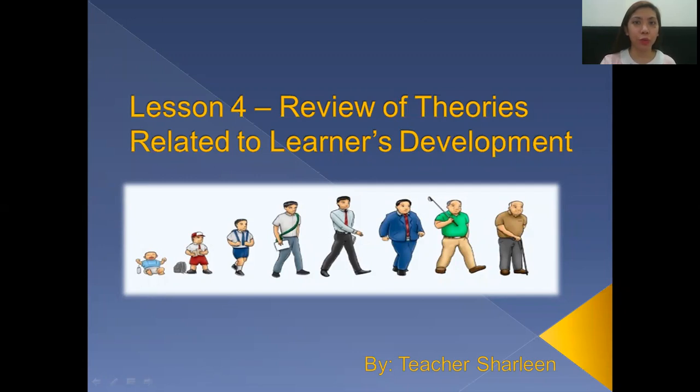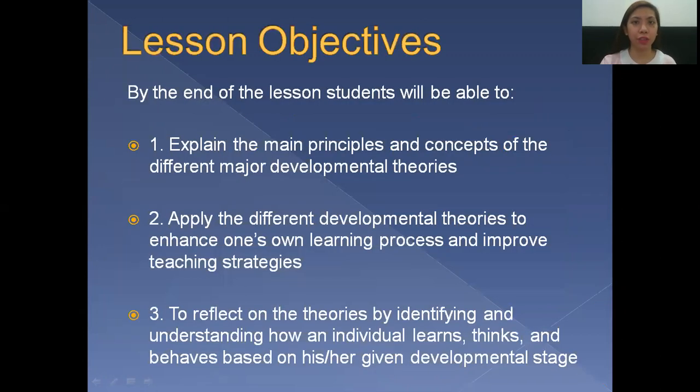We are now on lesson 4 and our topic is about the review of theories related to learners' development. For this lesson, we have 3 learning objectives. First is to explain the main principles and concepts of the different major developmental theories. Second is to apply the different developmental theories to enhance one's own learning process and improve teaching strategies. And third is to reflect on the theories by identifying and understanding how an individual learns, thinks, and behaves based on his or her given developmental stage.